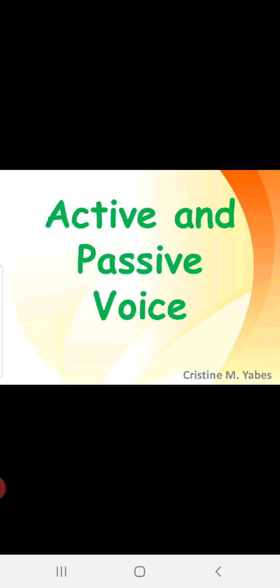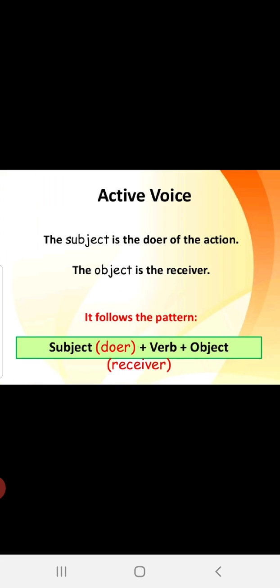Today, we will be learning active and passive voice, right? Active voice: the subject is the doer of the action. In passive voice, the subject is the receiver. Children, just now I read two sentences about this active voice. But before that, let me tell you what is the meaning of voice.